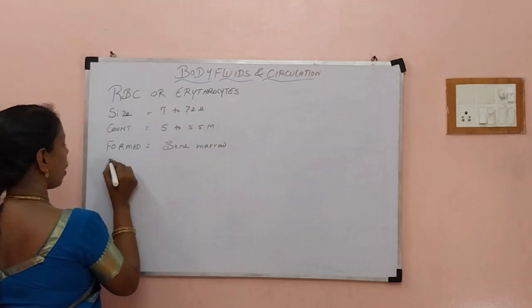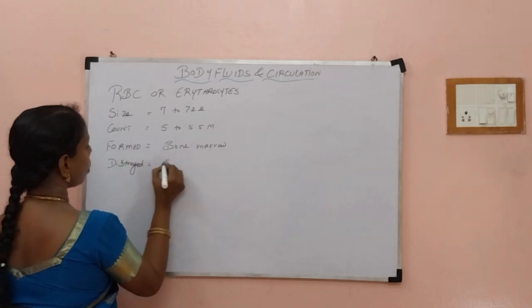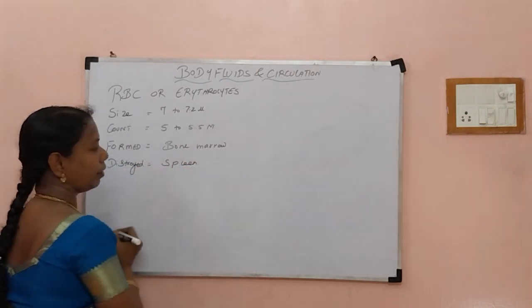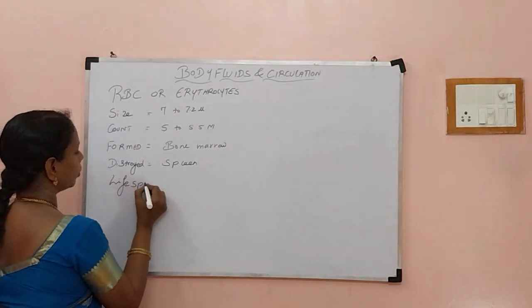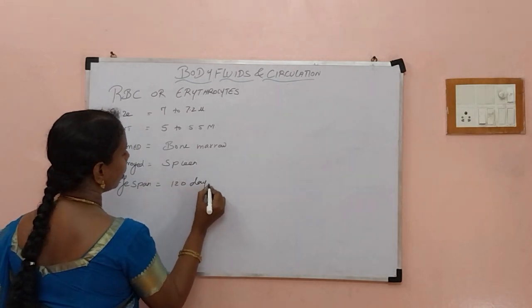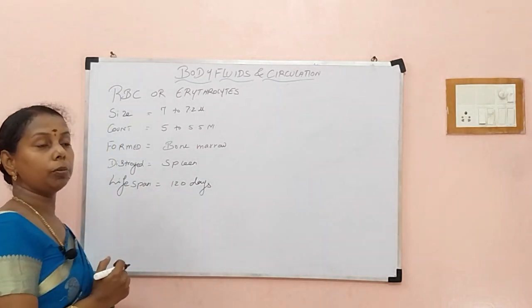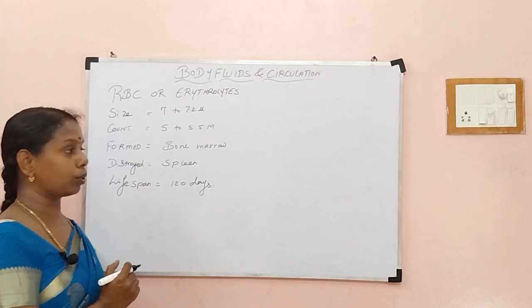Where is it destroyed? It is destroyed in the spleen. You know, the spleen is the graveyard of RBC. The lifespan of RBC is 120 days. Immature RBC will have a nucleus. Mature erythrocyte does not have a nucleus.